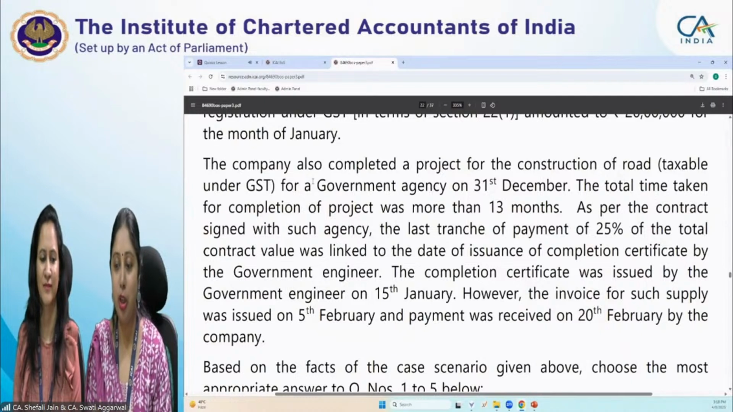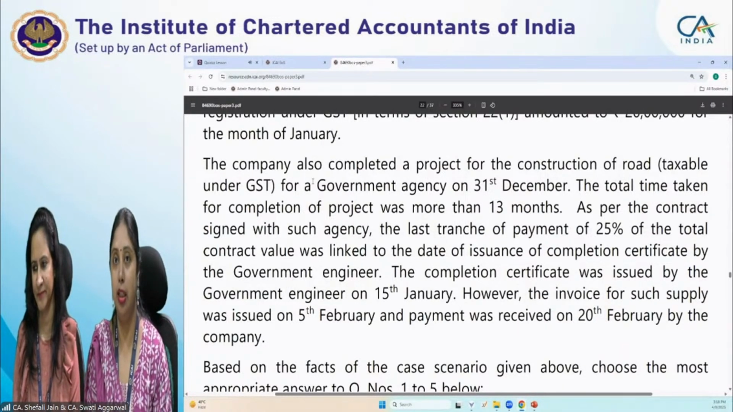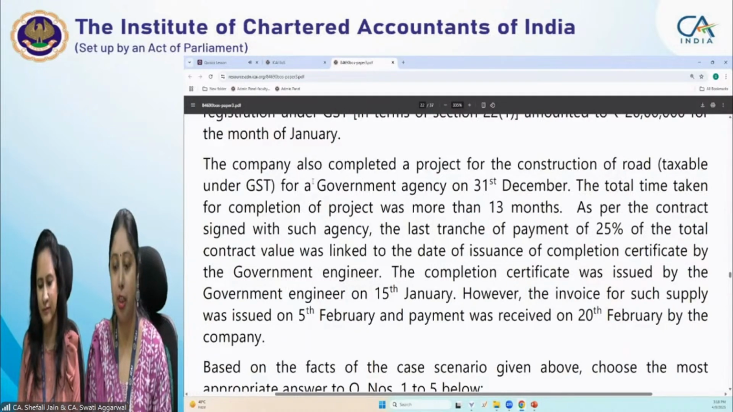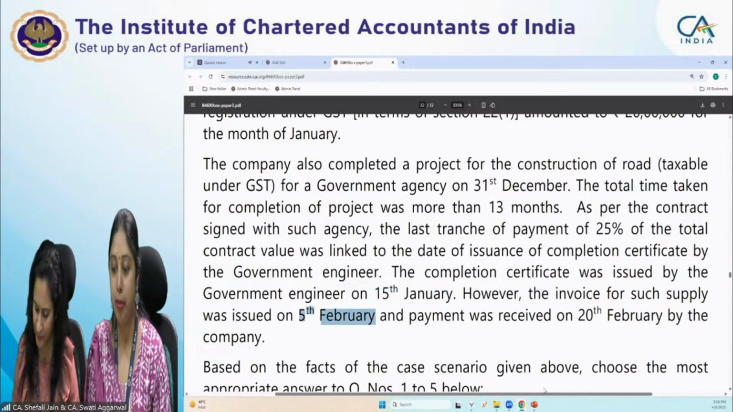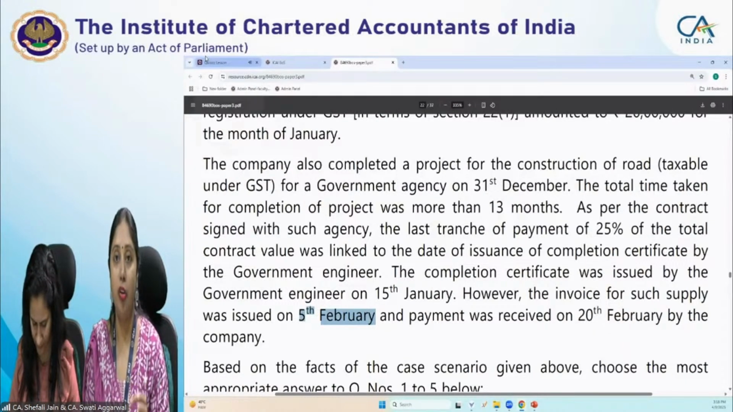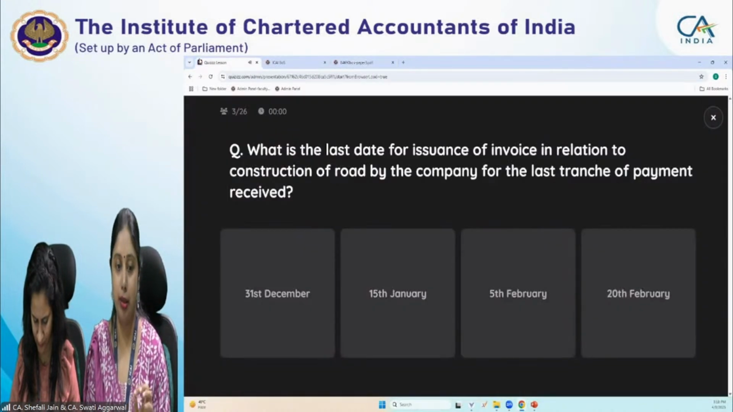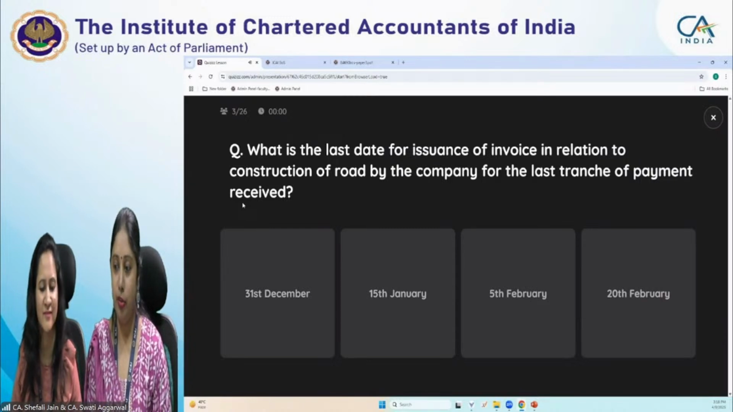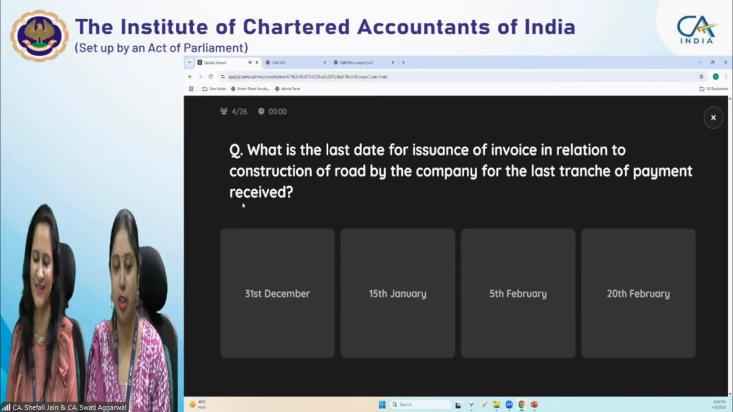गवर्नमेंट एजेंसी ने हमें कॉन्ट्रैक्ट दिया for construction of road. 31 दिसंबर तक हमें कंप्लीट कर देना था, लेकिन एक्चुअल में कंप्लीशन का सर्टिफिकेट मिला हमें 15 जनवरी को. इनवॉइस इशू हुई 5 फरवरी को और पेमेंट जो लिंक थी इस पर्टिकुलर इवेंट से, issuance of completion certificate, वो पेमेंट हमें मिली 20th फरवरी को. तो इनवॉइस इशू करने की लास्ट डेट क्या थी? I think we have given sufficient time for this question. 4 students have answered. Let's give 10 more seconds because I'm finding that students are still marking the answers.